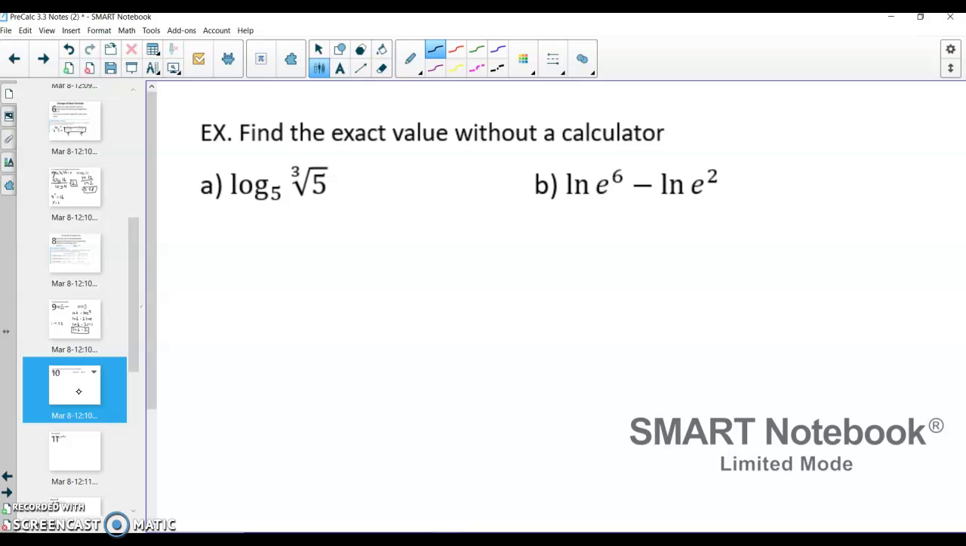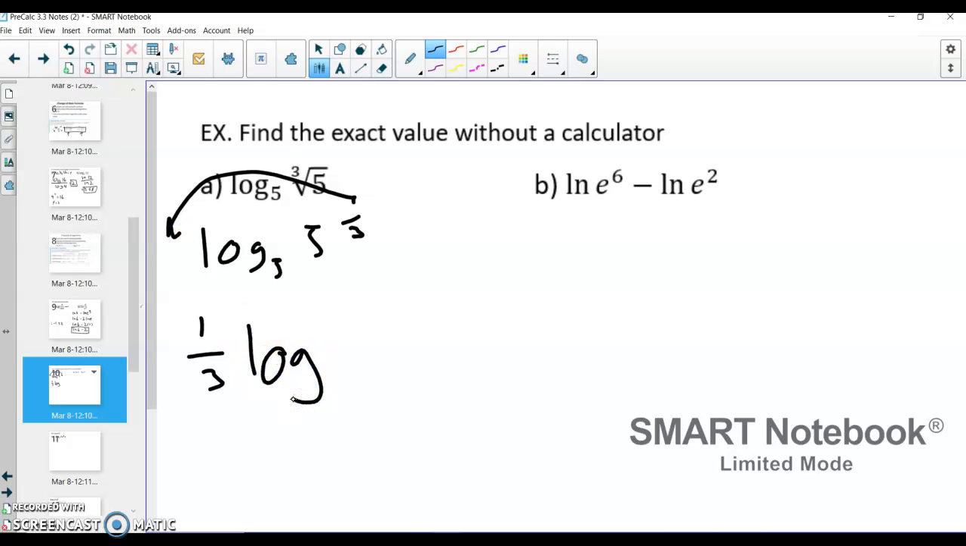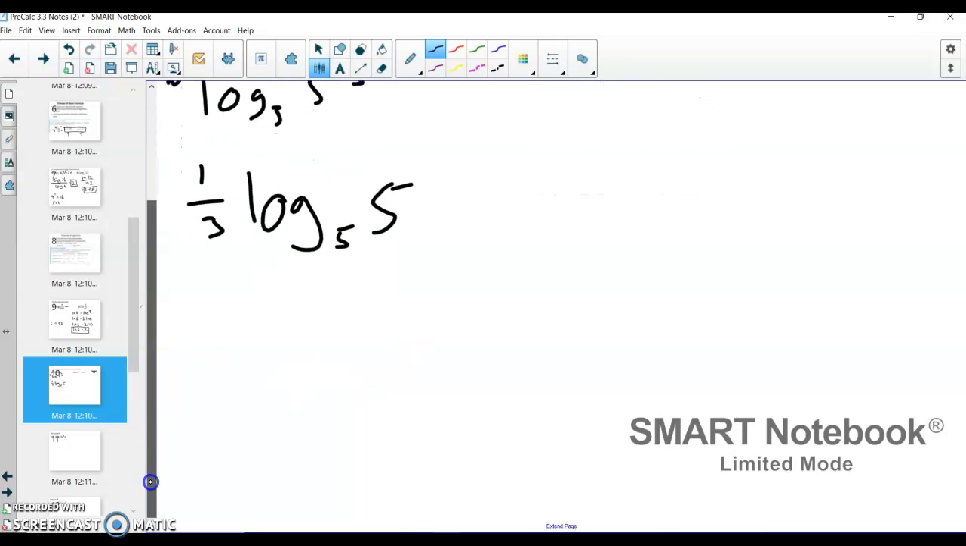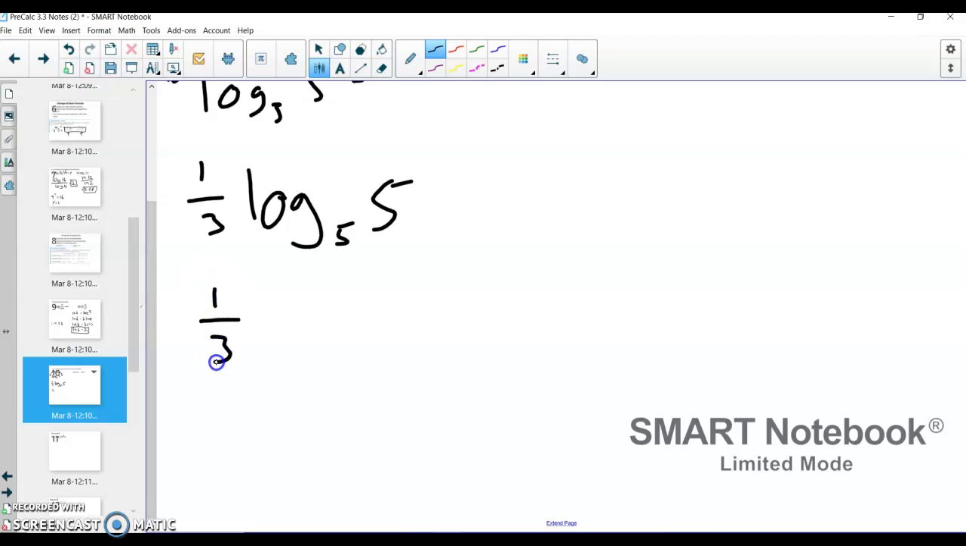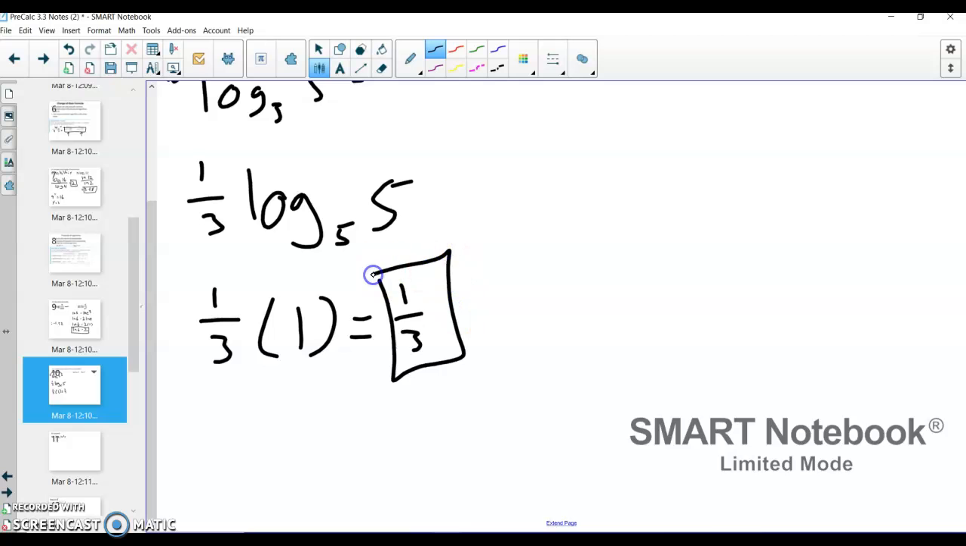Okay, what I have here is the log base 5 of 5 to the 1/3 power. Because the cube root is the same thing as the 1/3 power, I'm going to bring that down. So this is 1/3, bringing it down using the power rule, log base 5 of 5. And from a previous lesson, I know log base 5 of 5 equals 1. So this turns into 1/3 times 1, which equals 1/3, and that would be your answer.